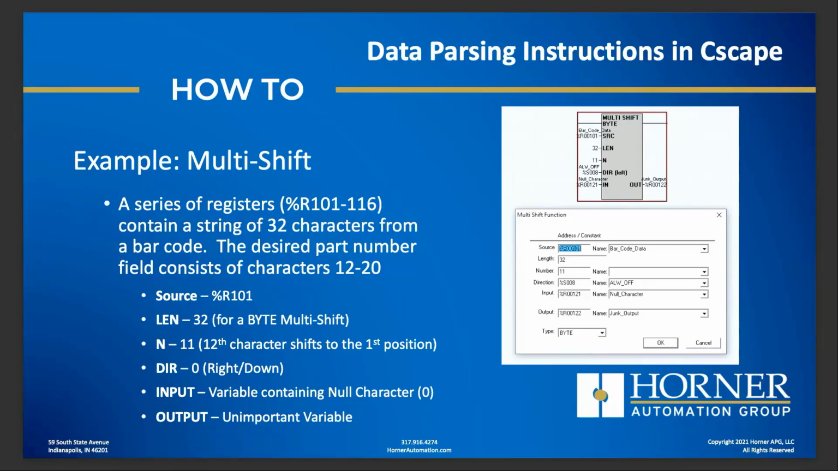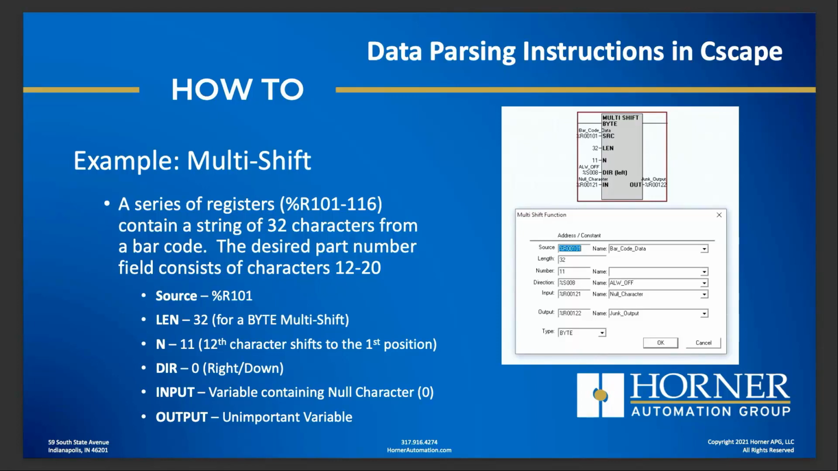So our source of the data is going to be register 101 because that's the start of our data. All right. We've decided, because we're dealing with characters, we're going to do a byte type multi-shift because that's the most convenient way to deal with characters, on a byte level. The length, therefore, is 32 bytes, which is the equivalent of 16 words.